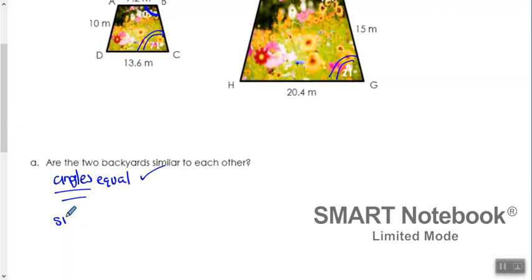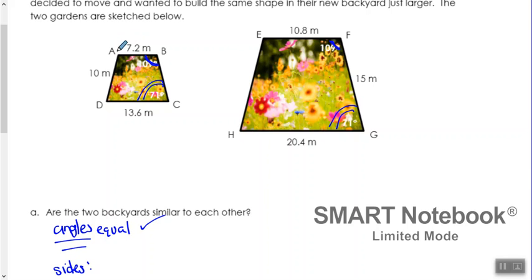So let's check our sides. So here we have side AB is 7.2, and side EF would be its corresponding side. So here's top. Our trapezoid is sitting the same way, so we don't have to do some weird flipping. So 7.2 and 10.8. Now, this is not going to be good to set up side by side. We're going to want to make this into a fraction and then actually divide these two numbers to see what ratio we get. So 7.2 divided by 10.8.